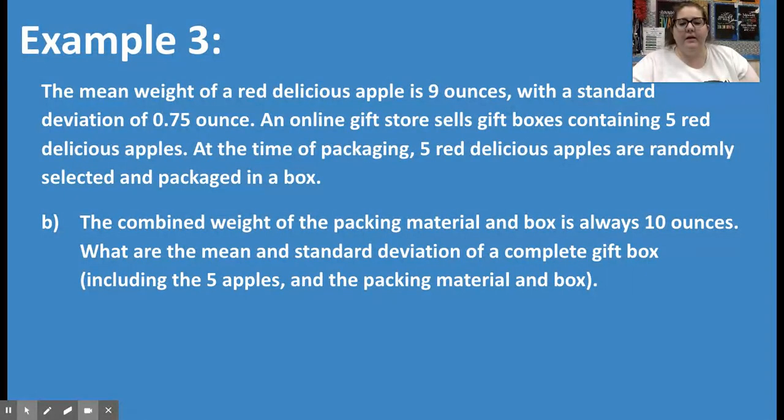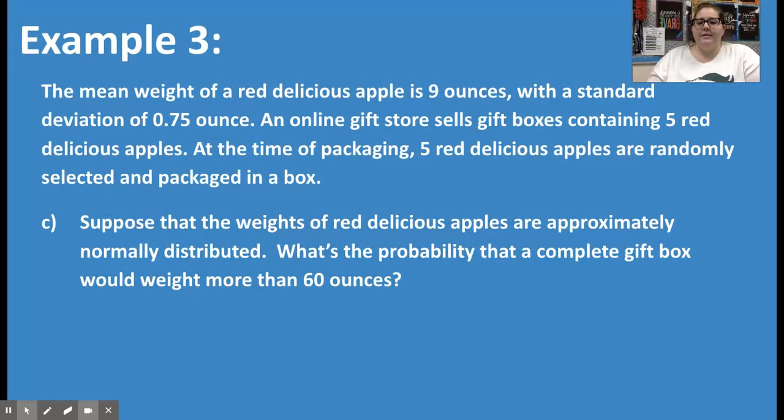Part B, the combined weight of packing material and box is always 10 ounces. So it's constantly, that packing material and box is 10 ounces, constant. What are the mean and standard deviation of a complete gift box? So 5 apples plus a constant of 10. Okay. So now we're doing some combination because we have 5 apples, and then we're adding a constant of 10. So think about how adding a constant affects mean and standard deviation.